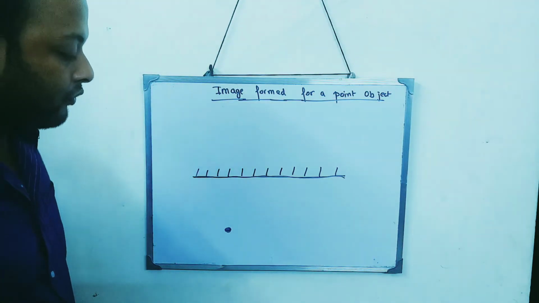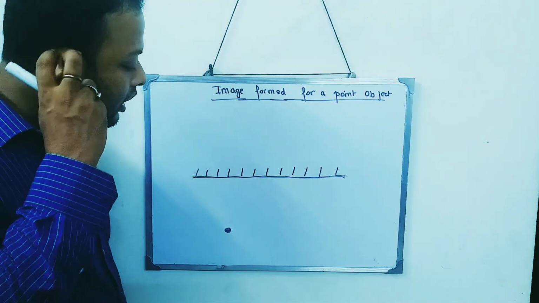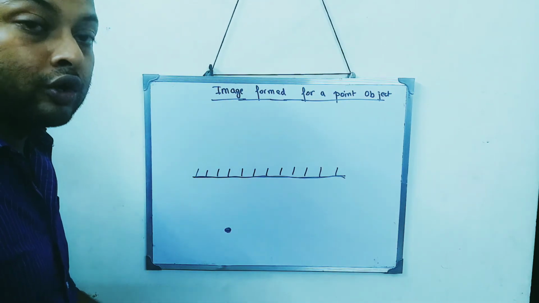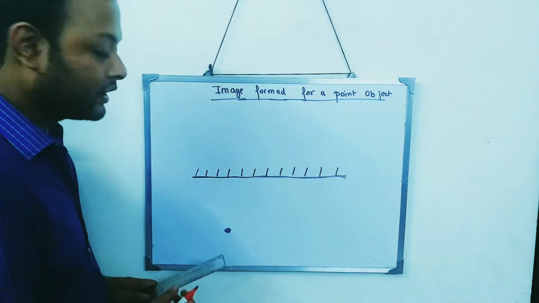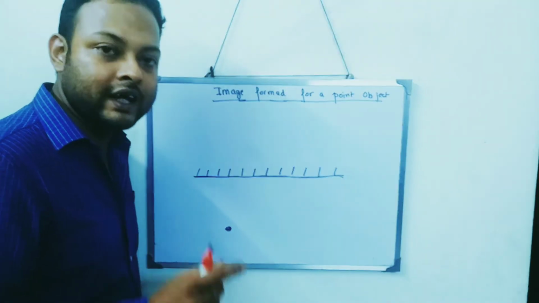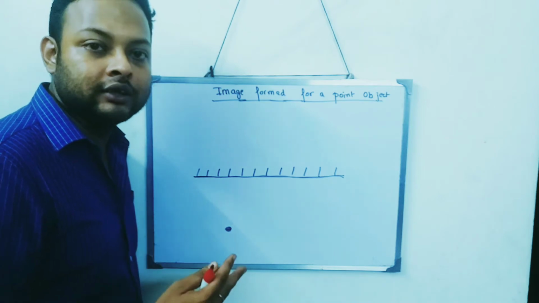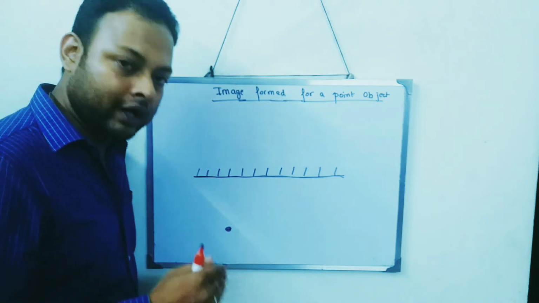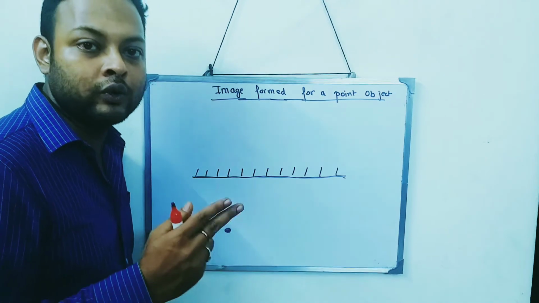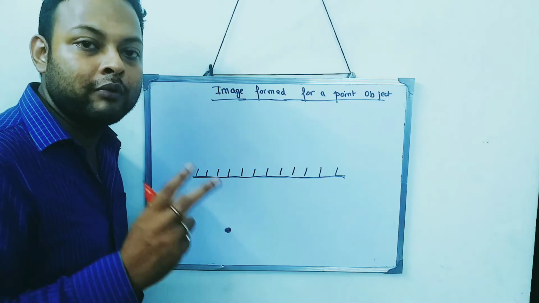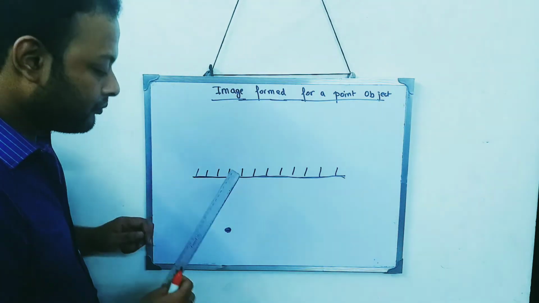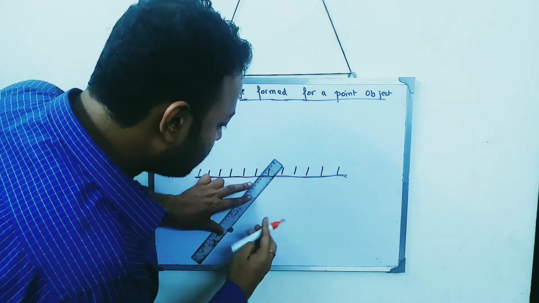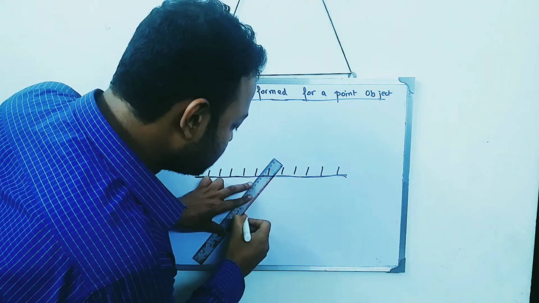From the point object, I need to draw two incident rays. To draw any image, the minimum number of rays you need is 2. You can draw more than 2, but minimum 2 are needed. So let's see how I'm drawing it. From the point, you draw the first incident ray just like this.